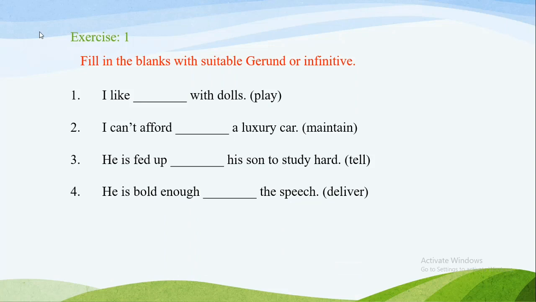Number 4. He is bold enough dash the speech. Here the verb is deliver. Number 5. He is afraid of dash in aeroplanes. Here the verb is fly.